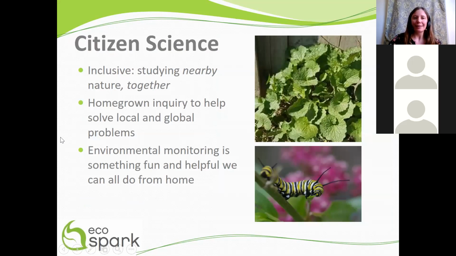We're talking about citizen science, which is a broad term. Today we're really focused on environmental monitoring for citizen science. So first of all, the word citizen here really means a citizen of the world. It's an inclusive idea, studying nearby nature together.